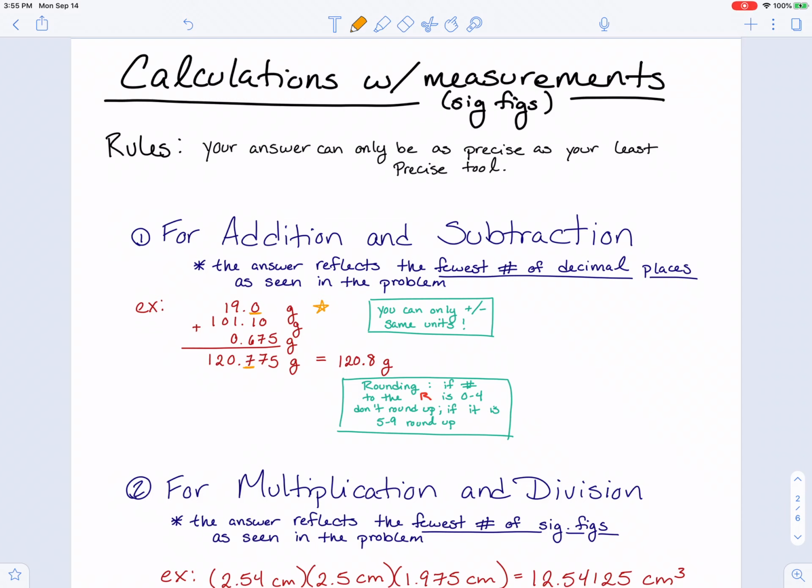This video is going to talk about how to calculate with measurements and how to answer in the correct number of sig figs. So the rule basically is that your answer can only be as precise as your least precise tool. So we have these rules for what your answer is allowed to be based on the precision of each of your tools.